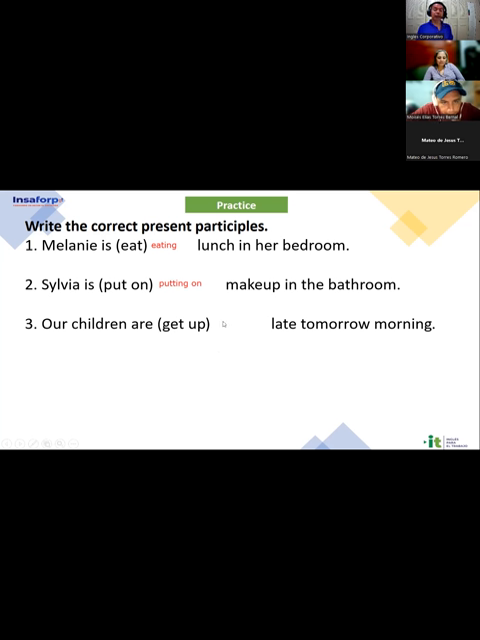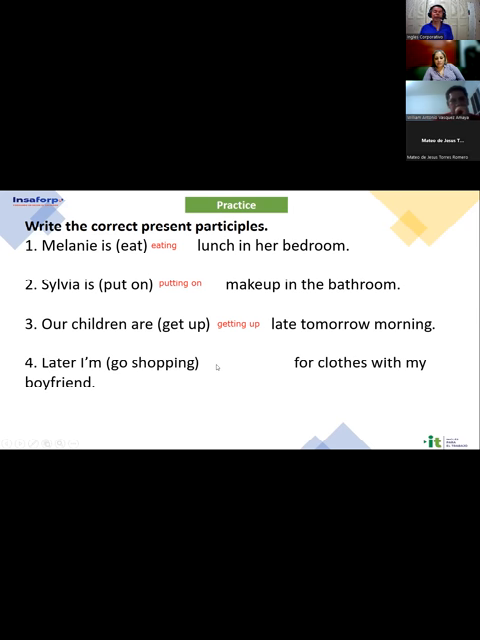Our children are... Okay, volunteers, please. No me dejen solita, Adelia. Vamos, sí, participemos todos, chicos. Getting up. That is William, right? Thank you, William. G-E-T-T-I-N-G. And then up, right? Our children are getting up late tomorrow morning, right? Uh-huh. Good. Later, I'm going.